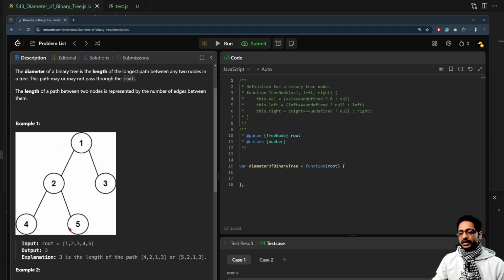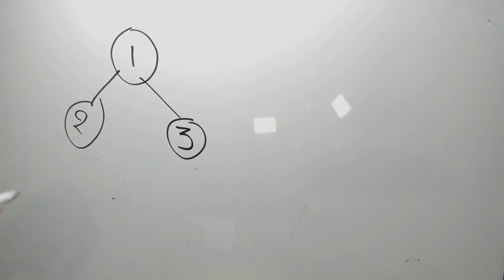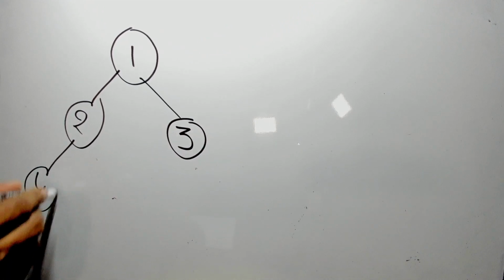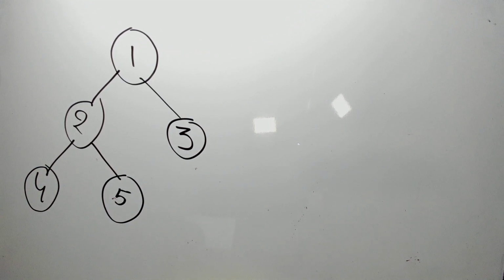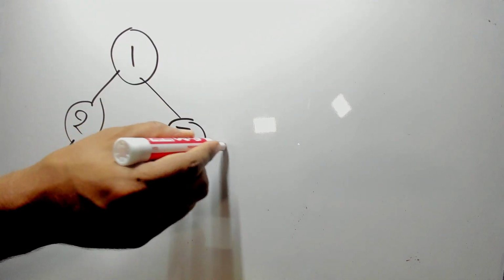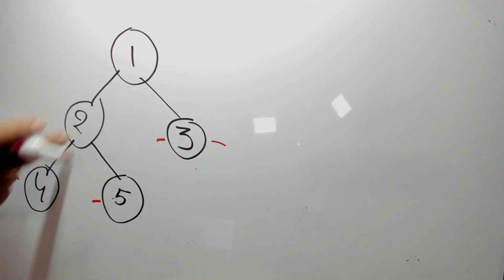So now let me explain the same on the whiteboard. Okay, now let's consider the example given in the question. The root starts with 1, the left node is 2, and the right node is 3, and then left of 2 is 4, and right of 2 is 5. So the longest paths here are one starting from 4 and going up to 3, and another starting from 5 and going up to 3. So the length of both are correct.